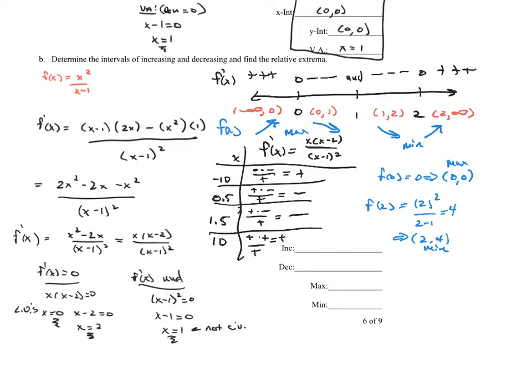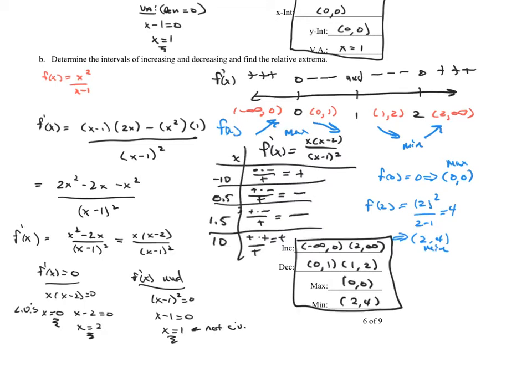So let's mark down all of that. Anywhere the derivative was positive, it was increasing. That was the intervals negative infinity to 0 and also 2 to infinity. Anywhere the derivative was negative, it was decreasing. That was the interval 0 to 1 and also 1 to 2. Again, we cannot include the number 1 here because the function's not defined there. So you cannot say the interval 0 to 2. You do need to break it up at 1. We did have a maximum at the point 0, 0, and we had a minimum at the point 2, 4.